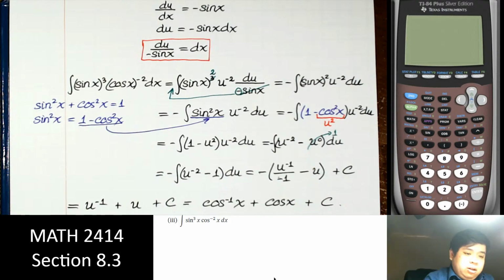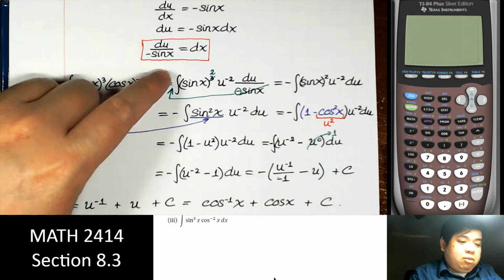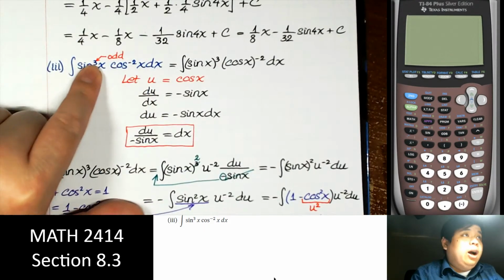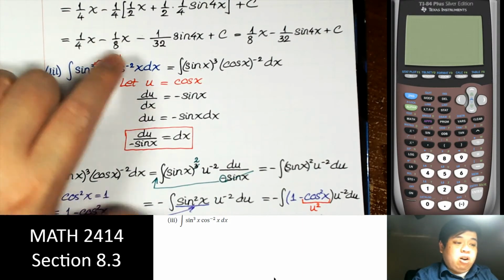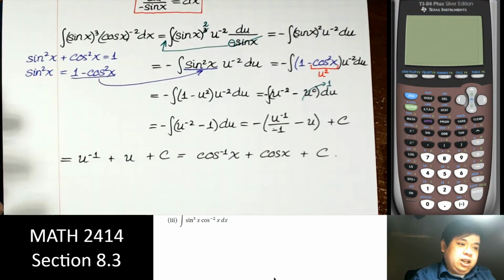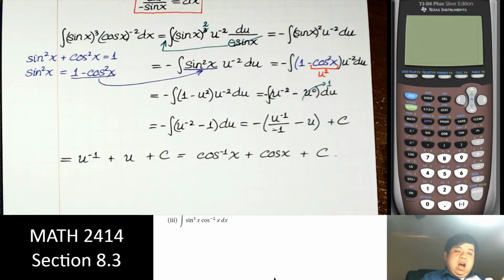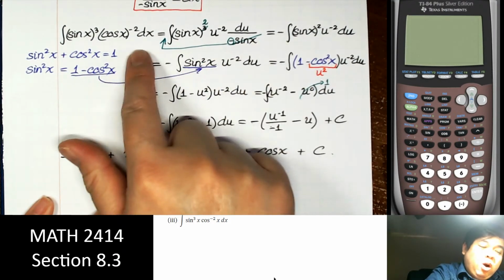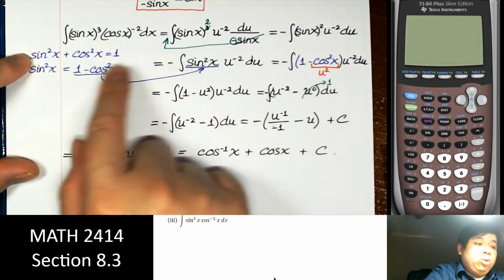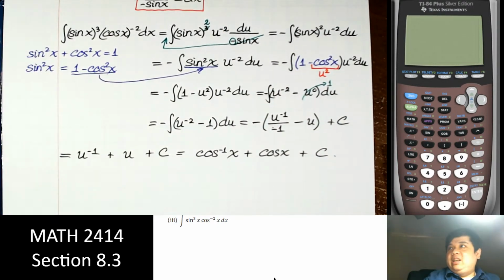So pretty much, it's just substitution. If the power is odd on the sine, u equals cosine. If the power is odd on the cosine, then u equals sine. Just use the other function. And then when we do that, try to write everything in terms of u. Most of the time we need to use this identity.